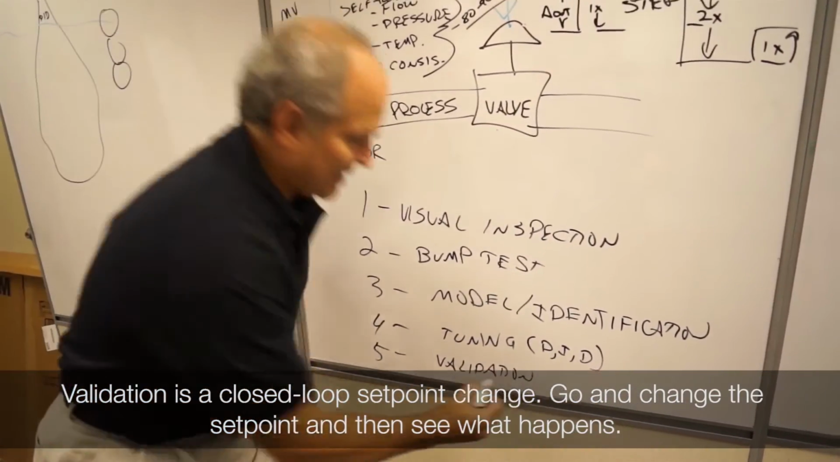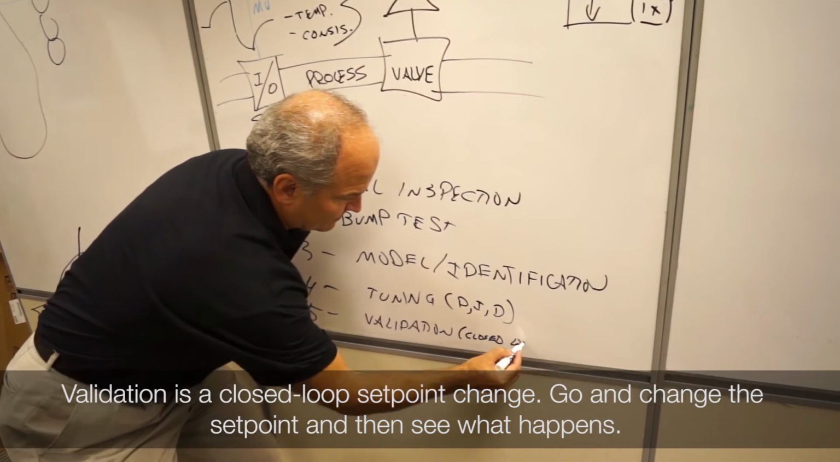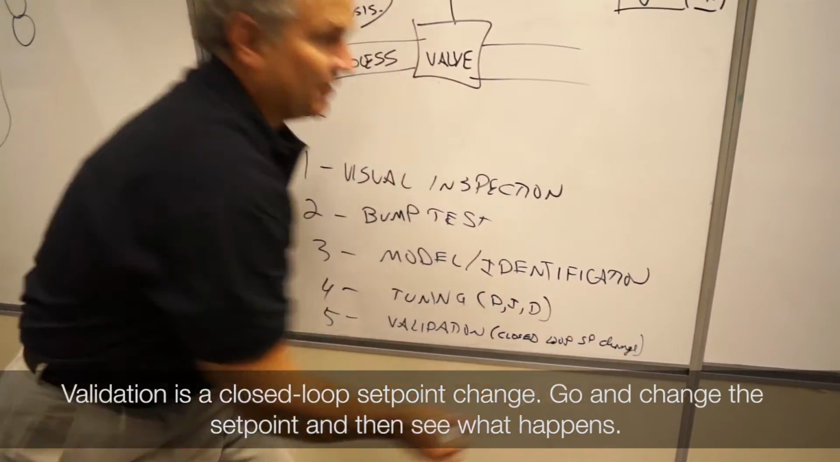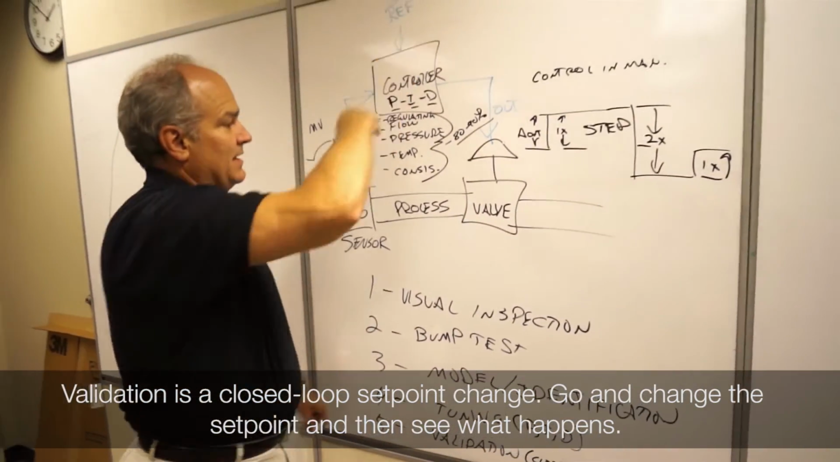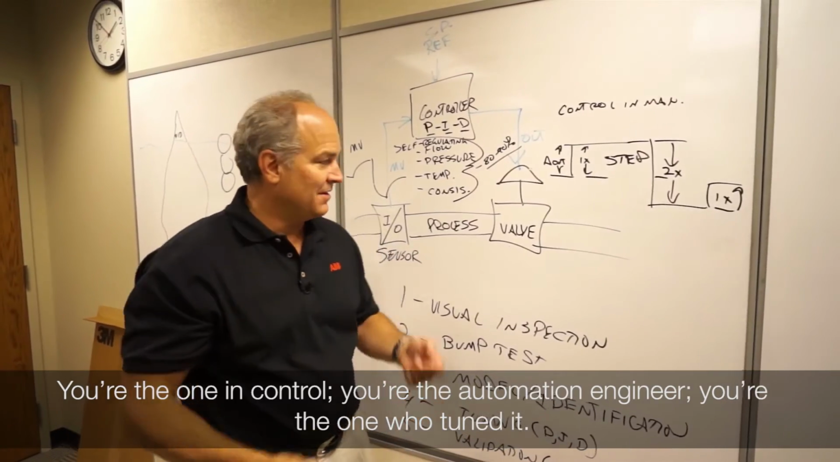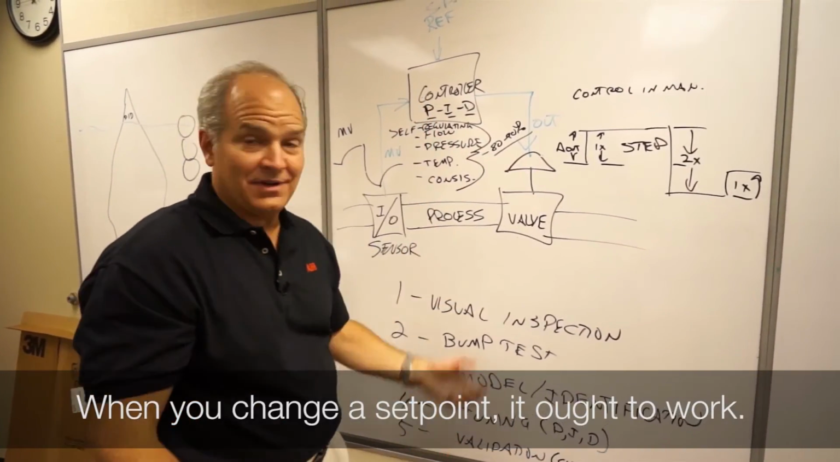Validation is to do a closed loop set point change. Go and change the thing. Change the set point and see what happens. You're the one in control. You're the automation engineer, you're the one that did all this, you're the one that tuned it. When you change the set point, it ought to work.